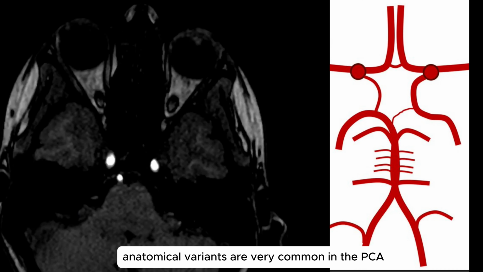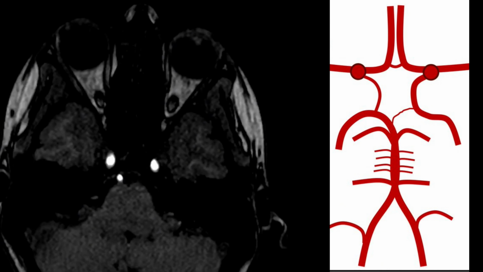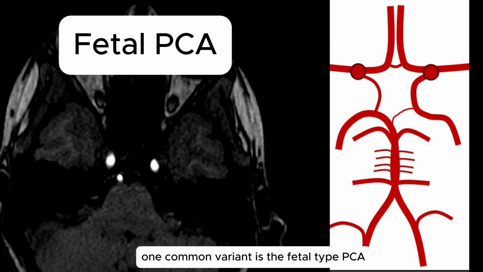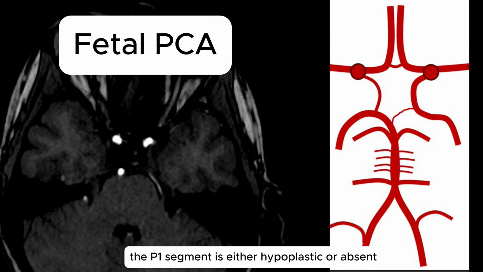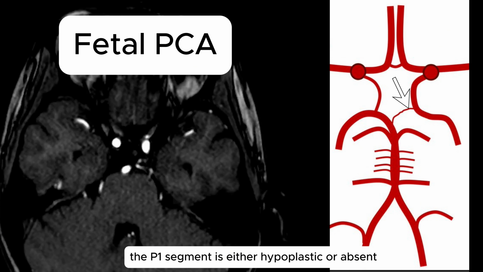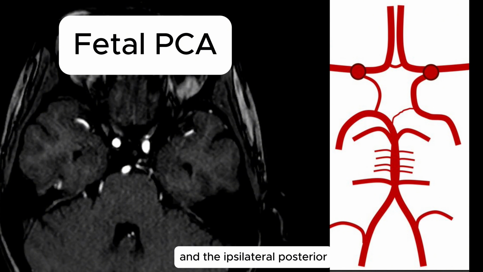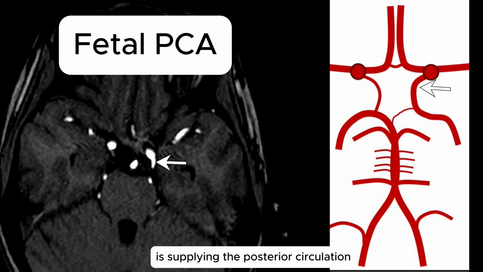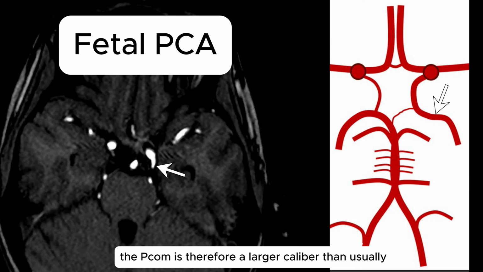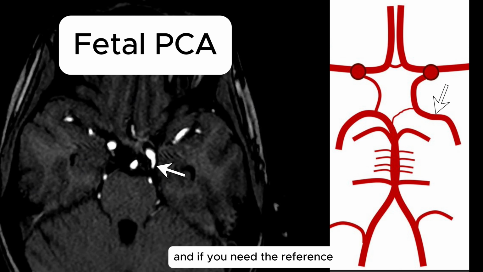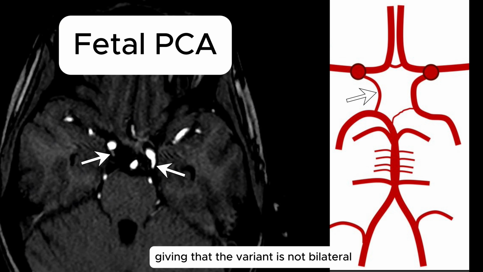Anatomic variants are very common in the PCA. One common variant is the fetal type PCA. The P1 segment is either hypoplastic or absent, and the ipsilateral posterior communicating artery is supplying the posterior circulation. The PCOM is therefore a larger caliber than usual, and if you need the reference, you can look at the contralateral side, given that the variant is not bilateral.